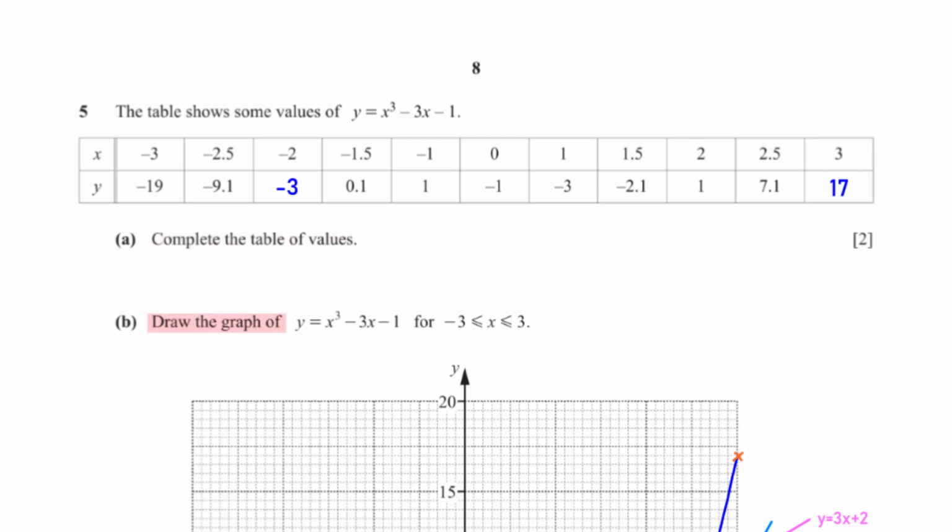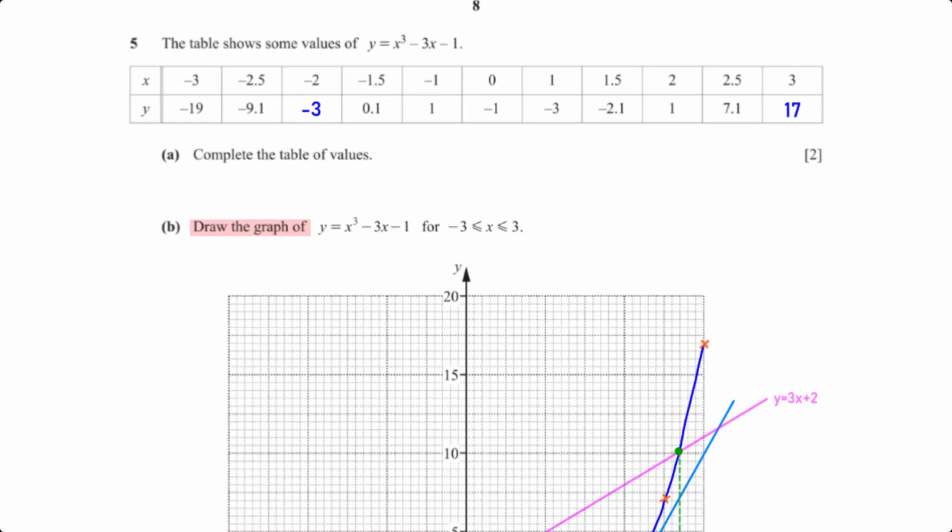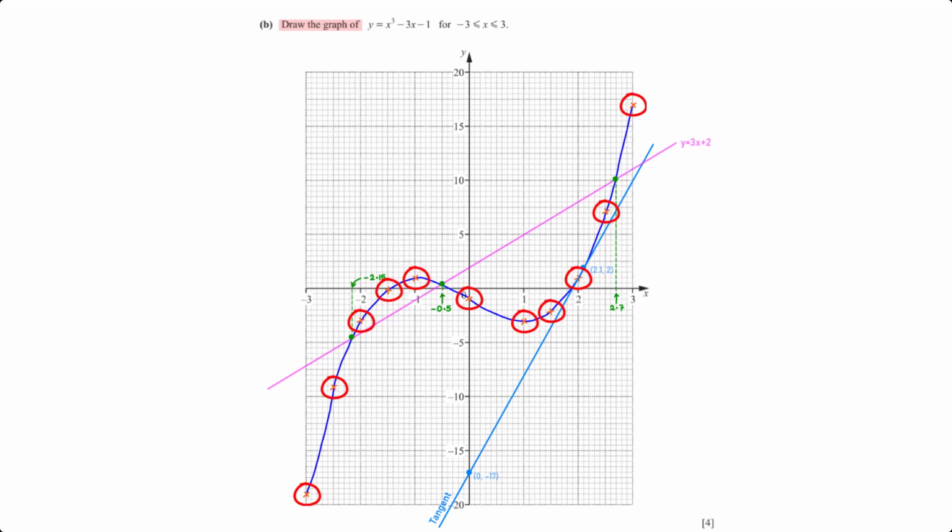Draw the graph of y equals x cubed minus 3x minus 1 for x greater than or equal to -3 and less than or equal to 3. On the grid, we plot all the points in the table and connect the points with a smooth line.